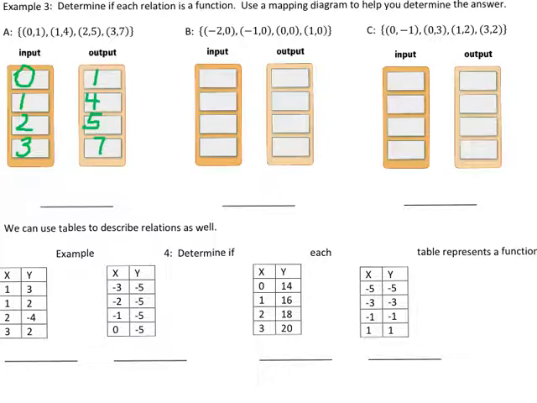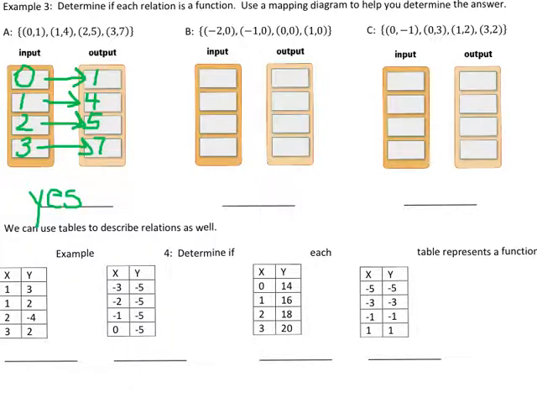Then to complete the diagram, I draw arrows from each x to the y that matches up with it. So 0 goes to 1, 1 goes to 4, 2 goes to 5, and 3 goes to 7. So since every single x that I have pairs up with exactly 1y, that makes it a function. So the answer is yes.